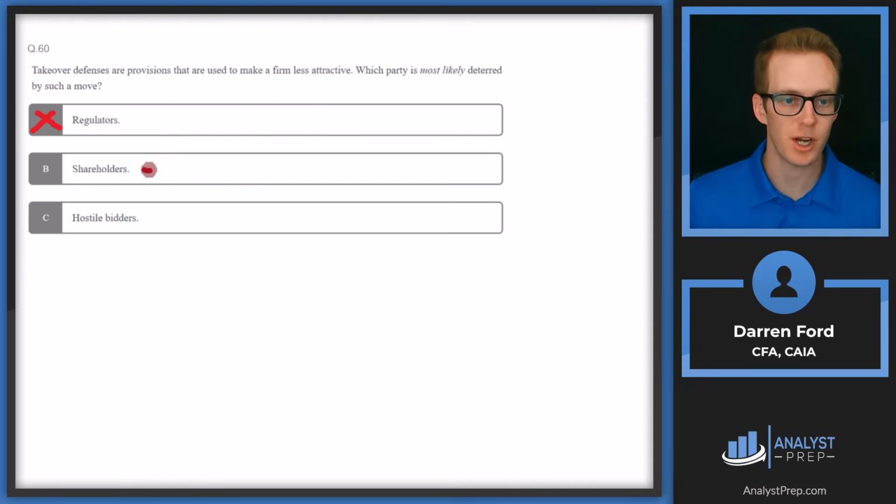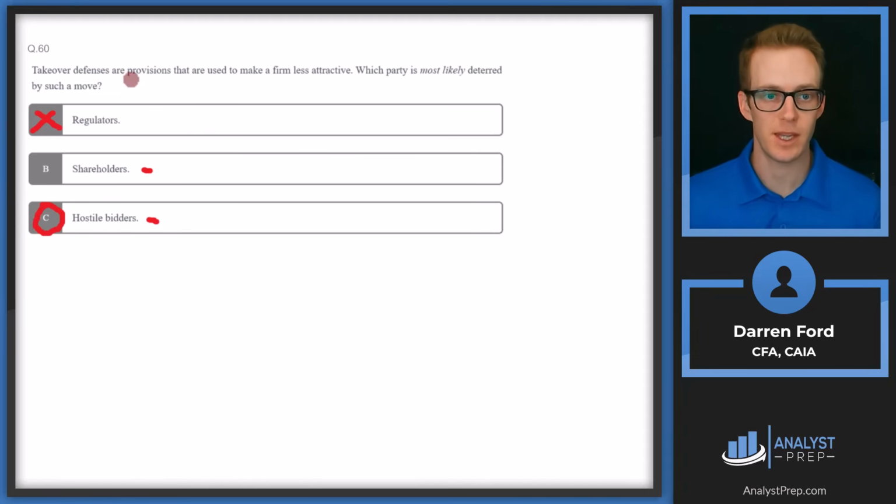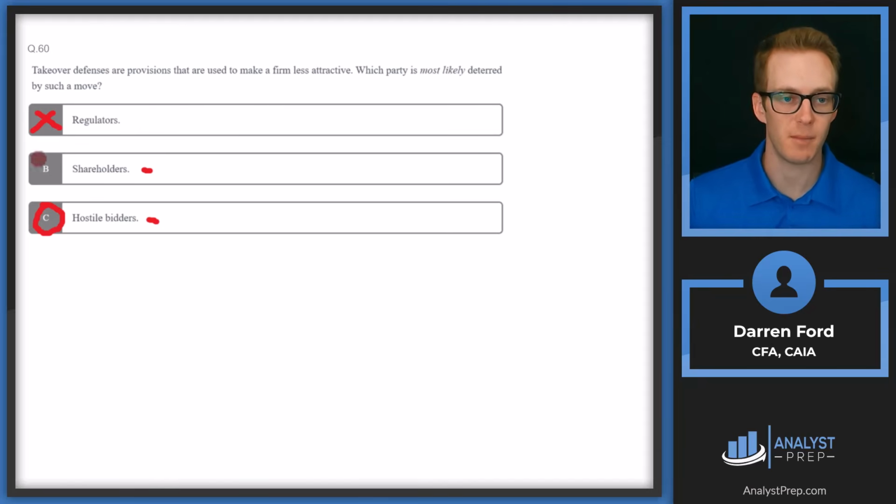And then we've got B, shareholders, or C, hostile bidders. So our answer is going to be C, hostile bidders. They're going to be deterred from these types of provisions, and that's because these types of provisions normally make the company a lot more expensive. And that's why it makes them more attractive to shareholders.